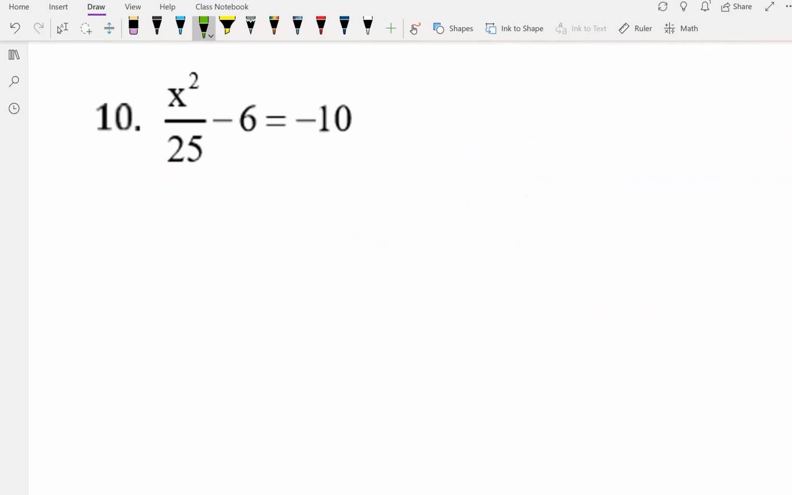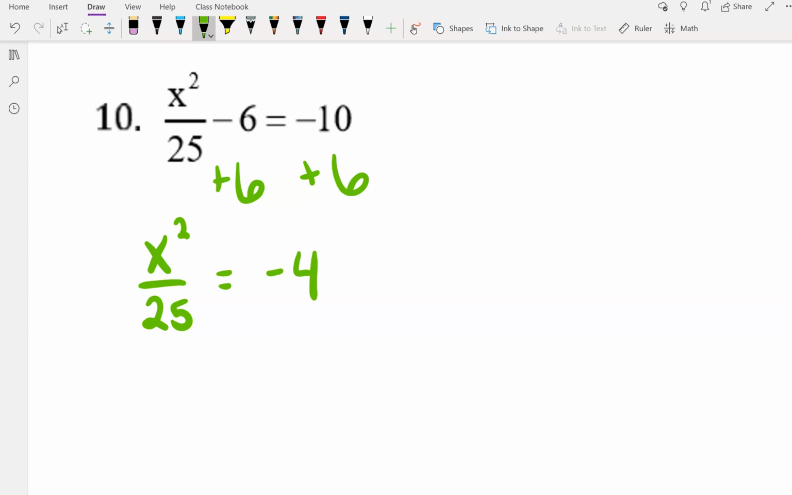So again, I'm trying to move things away from the x. Reverse PEMDAS means I'm going to deal with addition and subtraction before anything else here. So I'm going to add the 6 to get rid of the 6. Whatever I do to one side, I do to the other. So I have x squared over 25 equals negative 4.